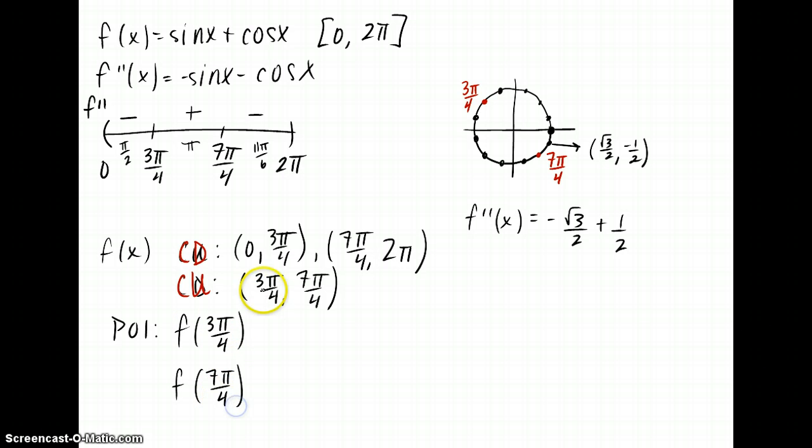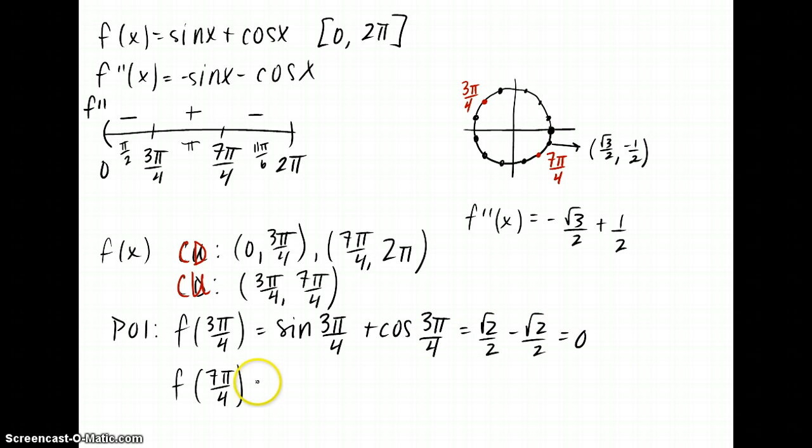Plugging 3 pi over 4 back into the original, we get the sine of 3 pi over 4 plus the cosine of 3 pi over 4. Sine of 3 pi over 4 is positive root 2 over 2. Cosine is its opposite, so the y value of the point of inflection would be 0, and same goes for 7 pi over 4. Sine of 7 pi over 4 would be negative root 2 over 2, and because 7 pi over 4 is in the fourth quadrant, the cosine would be positive, but adding them together we get 0.